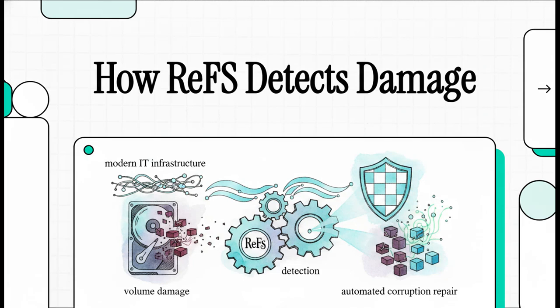Today, we're diving into something that is absolutely crucial for modern IT infrastructure, and that's data integrity. Specifically, we're going to pop the hood on Microsoft's Resilient File System, or ReFS, to see exactly how it detects and handles volume damage behind the scenes.